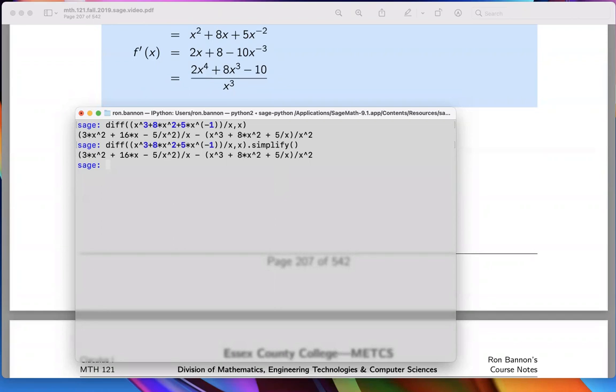What I want to do, though, is type their answer in. I'm copying it. I'm going to say Boolean, B-O-O-L. This answer. I want to see if it's the same as my answer. What's my answer? 2 star x to the 4 plus 8 star x cubed minus 10, divided by x cubed. Sure, same answer.